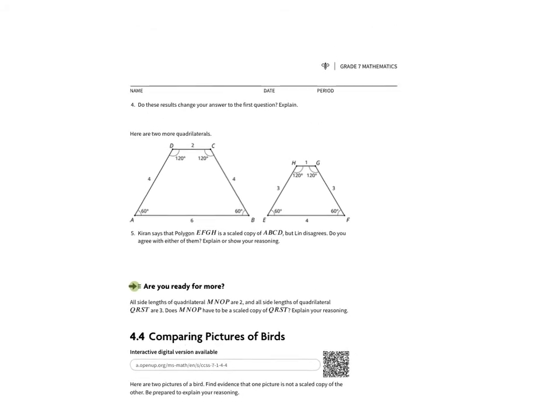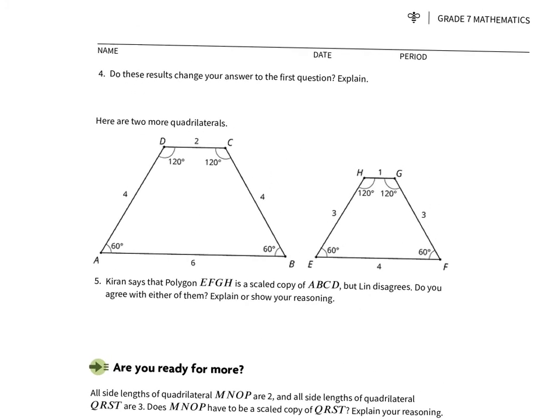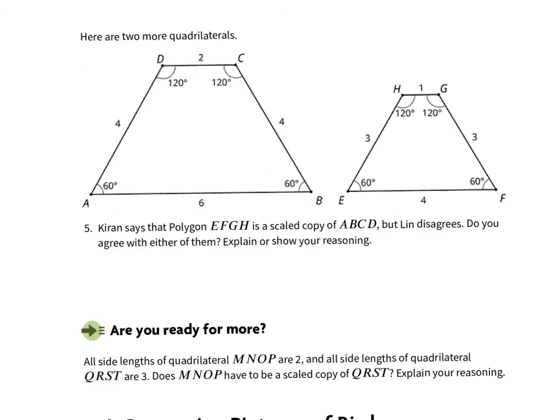And now, based on what you just told me, do the results for those polygons change your answer to whether you agree with Tyler or Diego, whoever the other person was? Does that change your answer? Okay, so hit pause, answer that question for me.